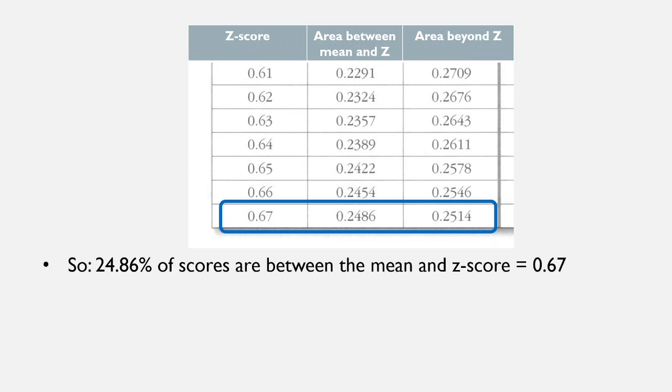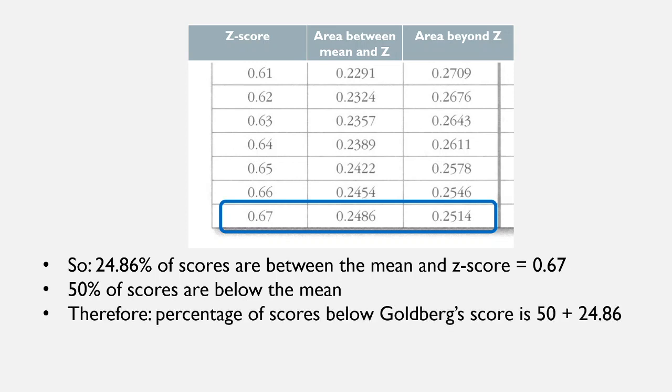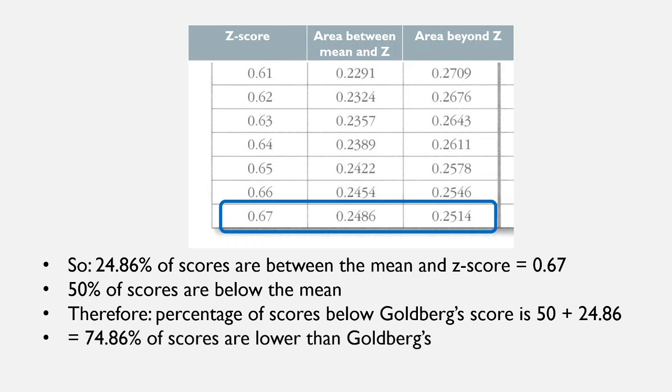Okay, so here's how you answer that question about Goldberg's percentile. From this chart, you know that 24.86% of scores would be in the area between the mean and a z of 0.67. You combine that with what you know about 50% of the scores being below the mean, and you can very easily calculate that 74.86% of scores are lower than Goldberg's. Goldberg is at around the 75th percentile.